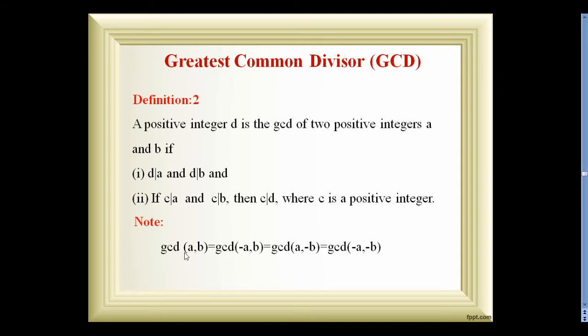Note: GCD of a comma b is equal to GCD of minus a comma b, which is equal to GCD of a comma minus b, which is equal to GCD of minus a comma minus b. So all these values are equal. We confine our discussion of GCD to positive integers.